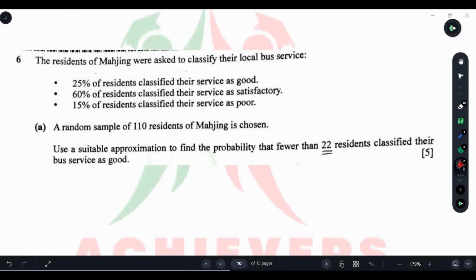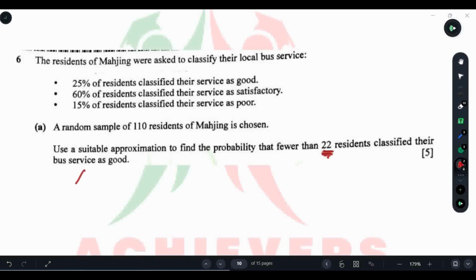The residents of Majing were asked to classify the local bus services. 25% of residents classified their services as good, 60% as satisfactory, 15% as poor. A random sample of 110 residents of Majing is chosen. Use a suitable approximation to find the probability that fewer than 22 residents classified their bus service as good.